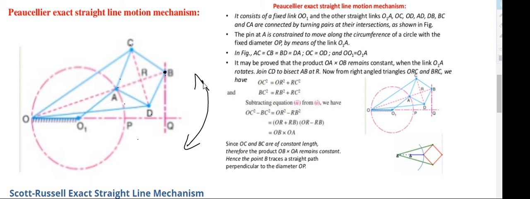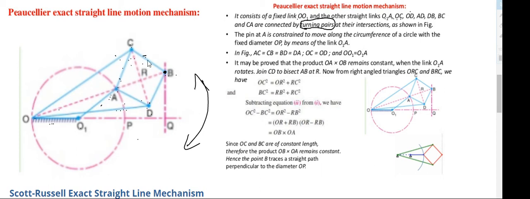And the mathematical part of it, it may ask, it may not ask, but anyway we write it in the notebook for safety. The main parts of the mechanism consist of a fixed link O1. Other straight links are O1A, OC, OD, AD, DB, CB and AC. All are connected by turning pairs. So the Peaucellier-Lipkin mechanism is the one having turning pairs. Turning pairs means these two links are making a turning pair, these two links are making a turning pair, these two are making a turning pair.